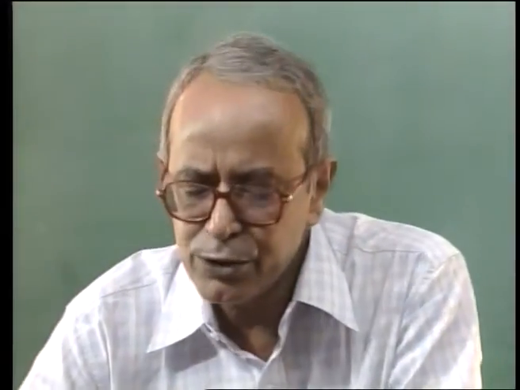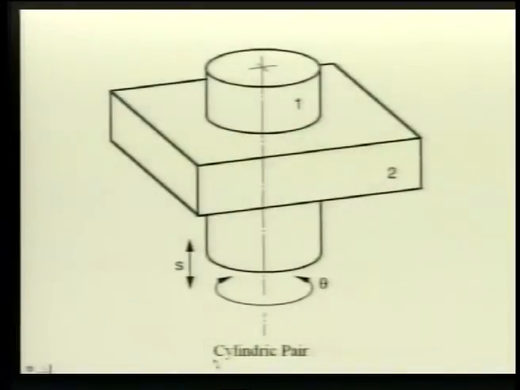The next figure shows what is known as a cylindric pair. Here there is a cylinder which is the body 1 that passes through a cylindrical hole in body 2. So, if we hold body 1 fixed, then body 2 can rotate about this vertical axis, and we can also translate body 2 with respect to body 1 along this vertical direction.